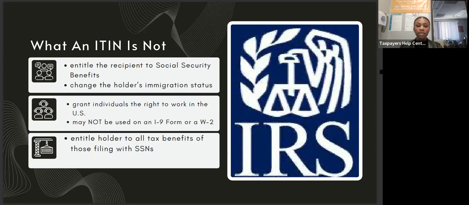So, one thing about ITINs and Social Security benefits is that although they both are numbers that identify the person when they are filing for taxes, with the ITIN, you do not get the same benefits as you do with Social Security numbers. And with an ITIN, they do not change, speed up, or withhold your immigration status, and they cannot be used for W-2s, I-9 forms, or for applying for new jobs.